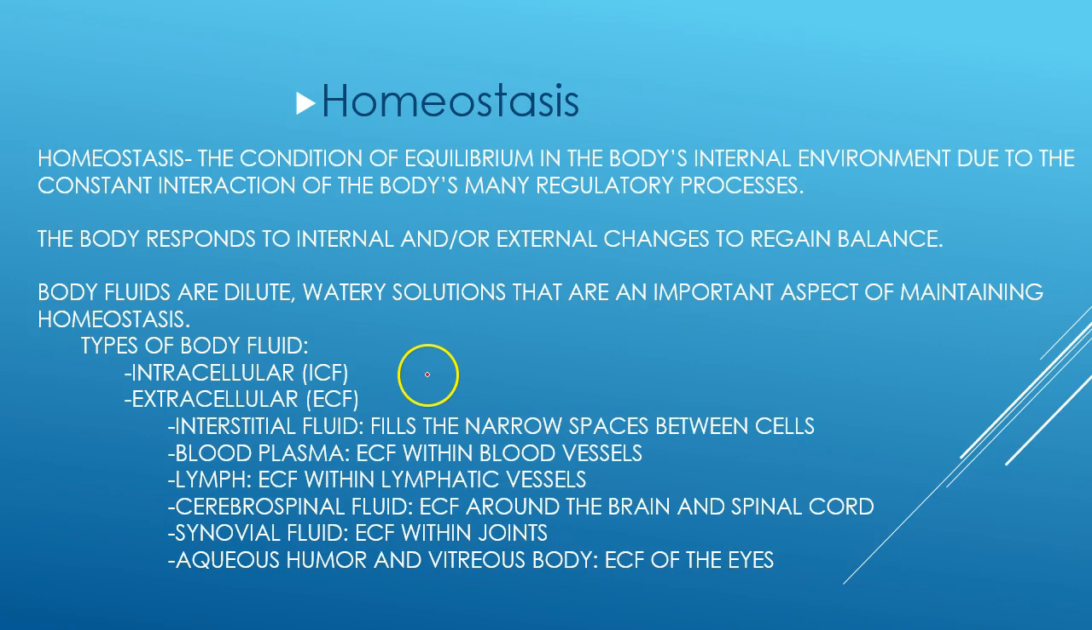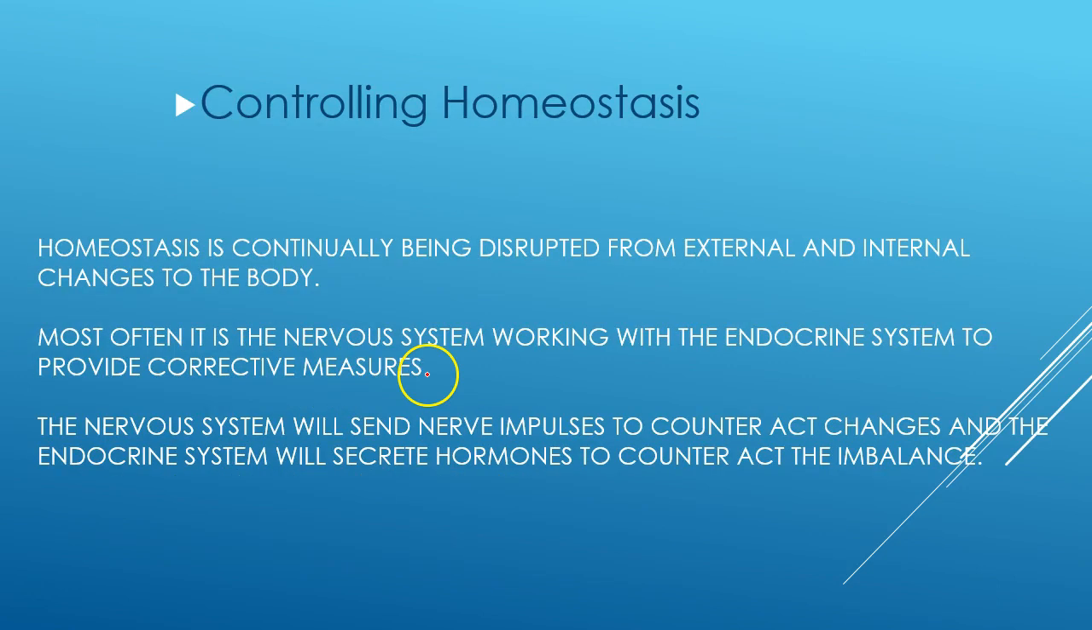So interstitial fluid. This is specifically between cells. Blood plasma, this is going to be in the blood vessels. Lymph, found within lymphatic vessels. We'll see this is mostly for immunity. Then cerebral spinal fluid, this is a big one whenever it comes to protection for the brain and spinal cord. Then synovial fluid, around and in joints. And then aqueous humor and vitreous body is specifically found in the eyes.